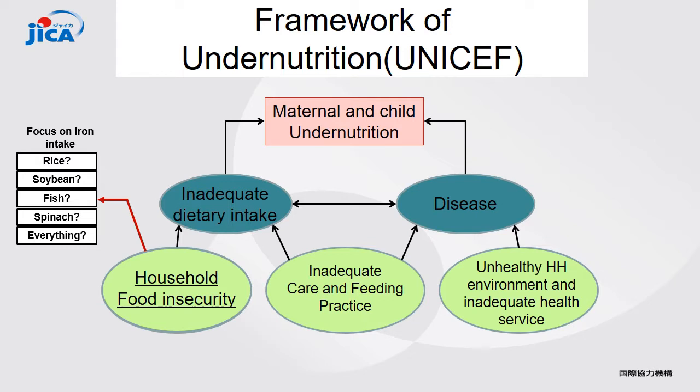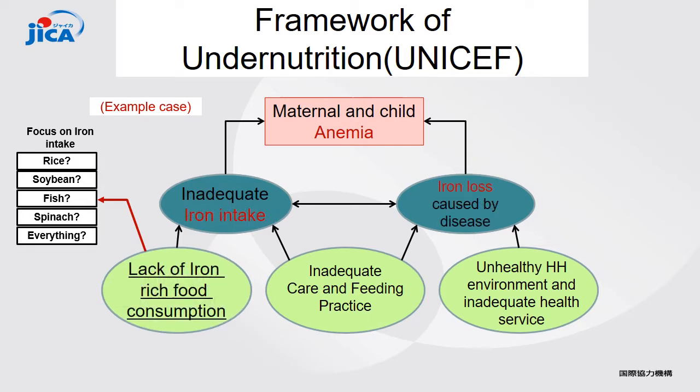Let's say in this case, we are interested in anemia reduction. Then we can rephrase the diagram as follows. Inadequate iron intake and iron loss caused by disease. Then role of agriculture sector becomes much clearer. Improved access to iron-rich food. This is the direction we would like to proceed through a nutrient-focused approach.